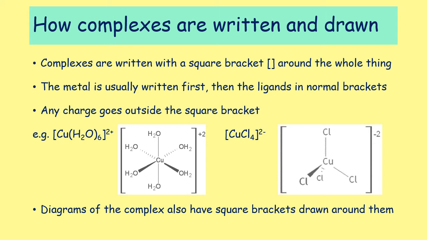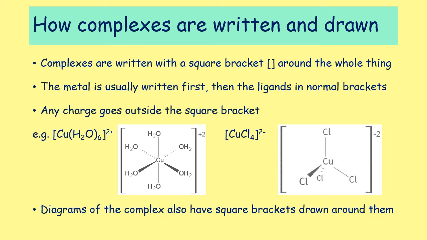Now, how complexes are written or drawn: as I said before, whenever they're drawn, we put square brackets around them, but also whenever we're writing out the chemical formula, we put the chemical formula of a complex inside square brackets. Now, typically for a complex, the transition metal is written first and then the ligands come after. If the complex is charged, which it often is, the charge goes outside the brackets.